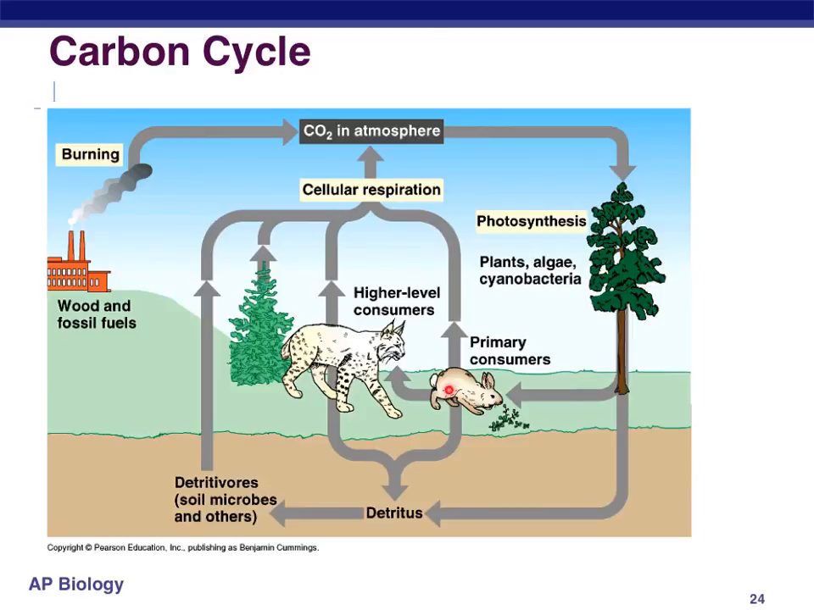It goes back into the atmosphere through 2 main processes. Cellular respiration. Once you're living, you are going to respire. So that's how most of the carbon dioxide gets back into the atmosphere, or through the burning of wood and fossil fuels.